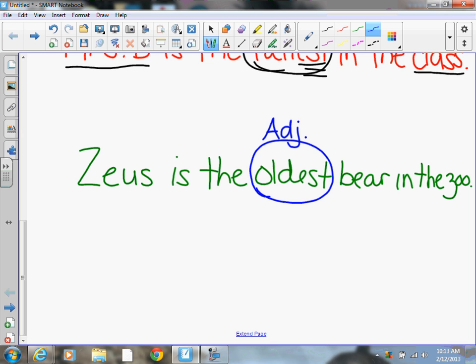And it compares what two things? Megan? Zeus and the zoo. Okay? See how we figured that out? Because the zoo, we know, has more than one animal, correct? We know that there's more than one animal, so we are comparing Zeus to all of the animals in the zoo, which is a lot, right? Because of that fact, we use EST as our ending. Okay? Question, ladies and gentlemen, on our adjectives.